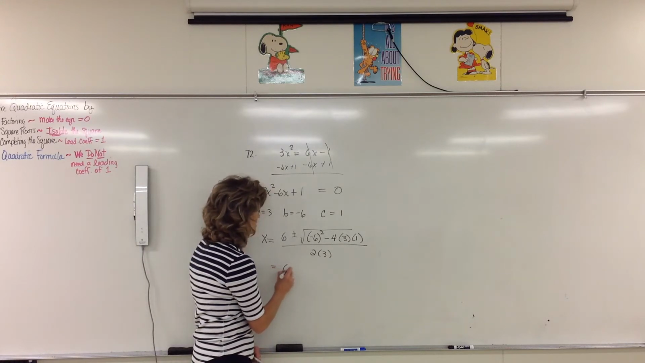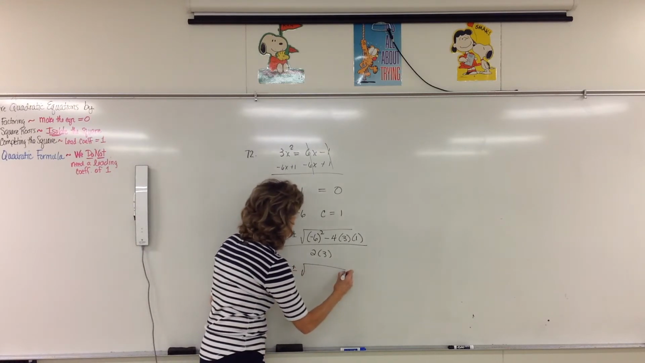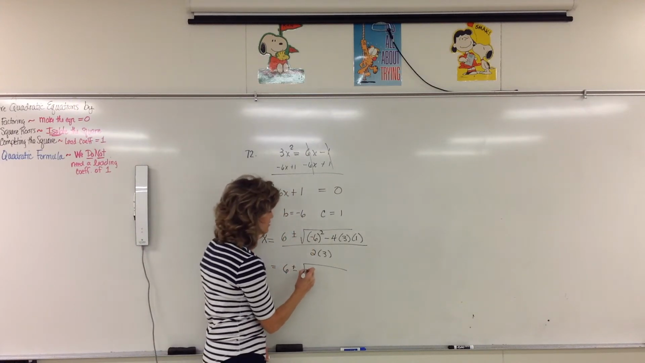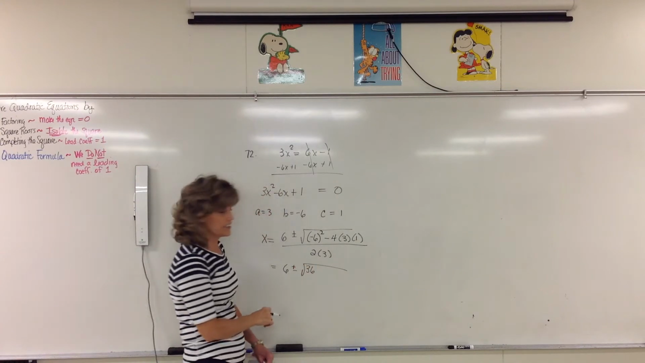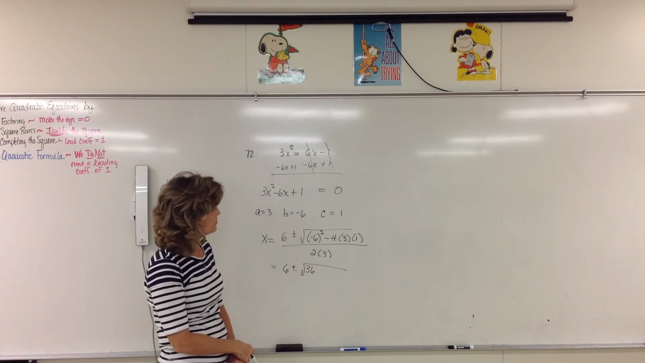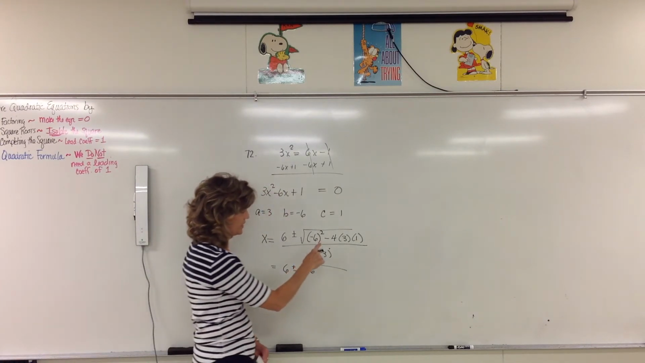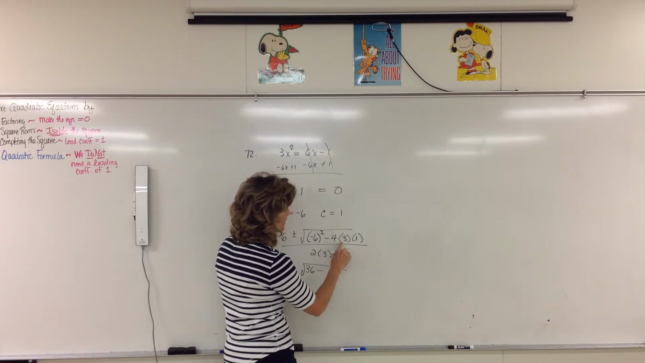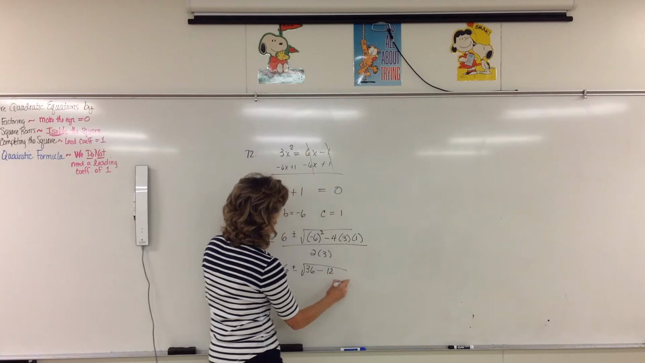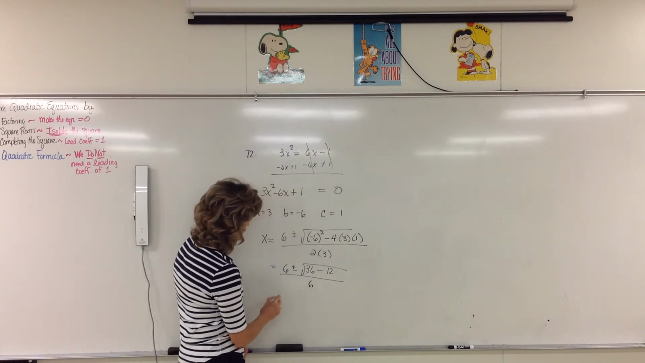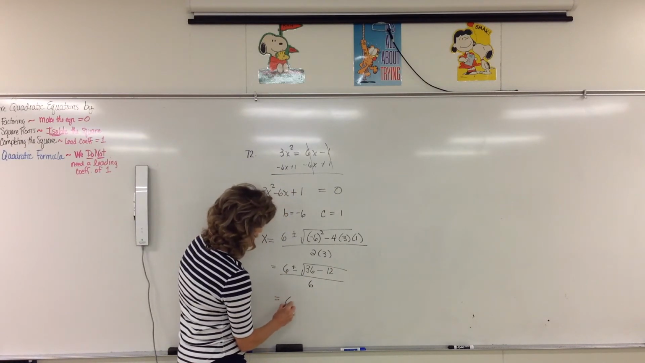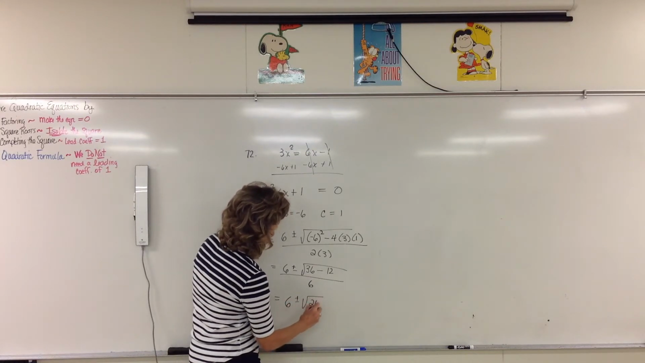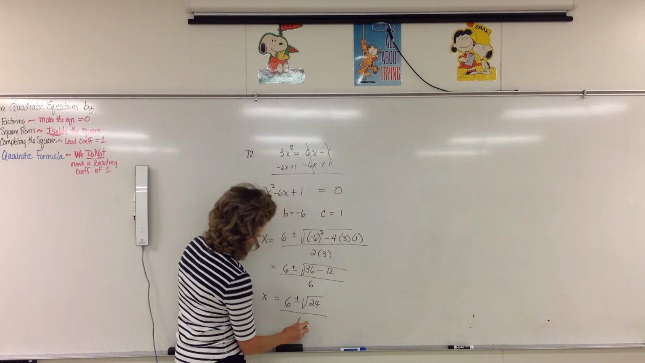So that means 6 plus or minus the square root of, the first number is always positive, negative 6 times negative 6 is 36. Is it plus or minus? Minus. Only one negative sign. An odd number of negatives is negative. So minus 4 times 3 times 1, we got 12, all over 6. That means x equals 6 plus or minus the square root of 24, all over 6.